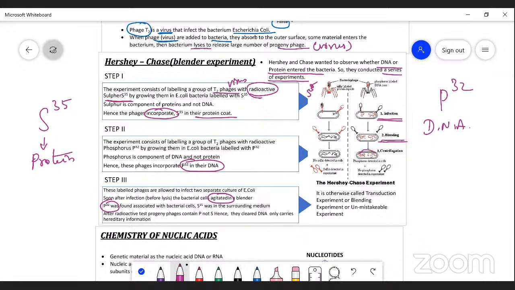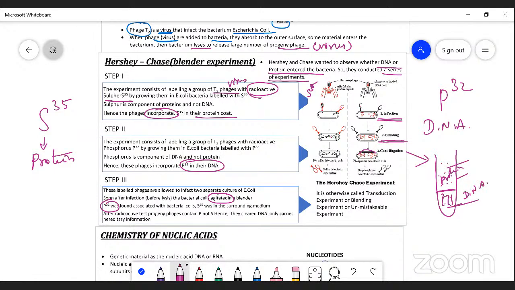We can keep this in a test tube also. We take the test tube, put everything inside, and do centrifugation, so that the supernatant part and the base part separate. In the base region, all the DNA particles are present, and in the supernatant region, only the protein part will be present.